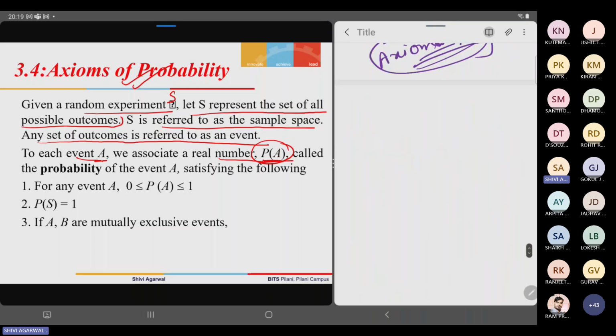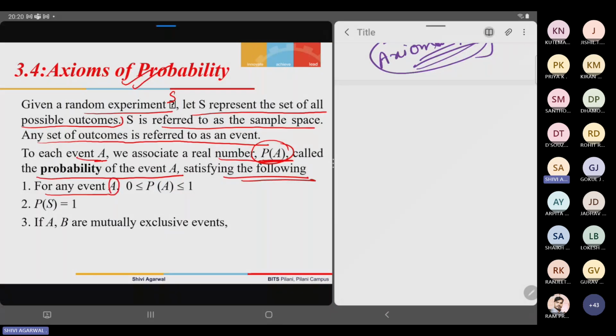We are saying here that P(A), the probability of any event, is a real number between 0 and 1 only, because the probability of any event is always between 0 and 1. This real number P(A) is called the probability of that event and satisfies the following three axioms. These are known as the basic axioms of probability. Based on these three axioms only, we can find any type of probability in any random experiment. What are the three axioms?